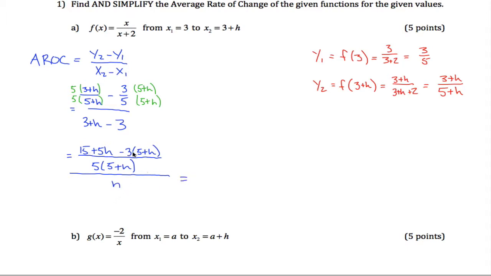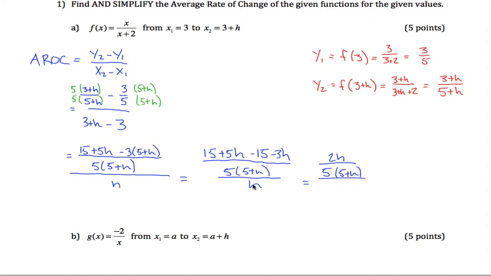Okay, I'll go to the right here a little bit. 15 plus 5h. Kind of wish I had shown fewer steps, but okay. 15 plus 5h, if I take this negative 3 and distribute it through, I get minus 15 minus 3h. 15 minus 15, those cancel out. 5h minus 3h, I'm left with just 2h. So I have 2h over 5 times 5 plus h, divided by h.